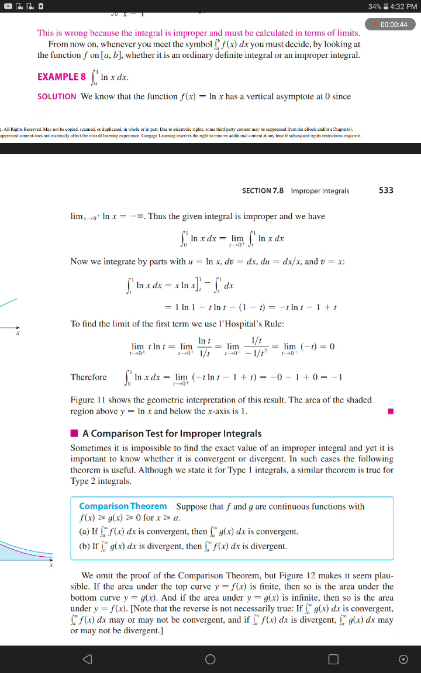Thus, the given integral is improper, and we have the integral from 0 to 1 of the natural log of x dx equals the limit as t approaches 0 from the right of the integral from t to 1 of the natural log of x dx.